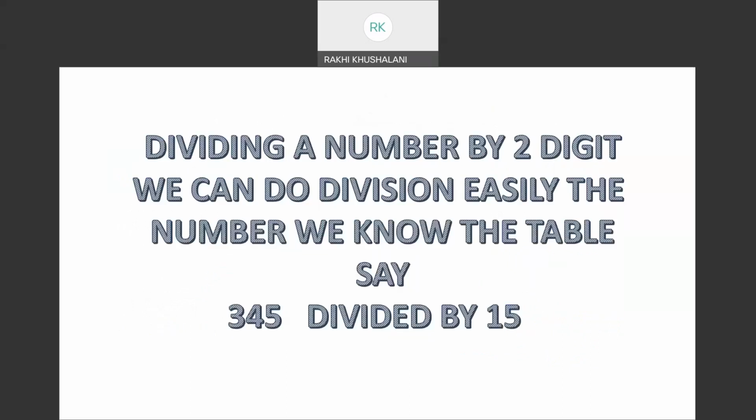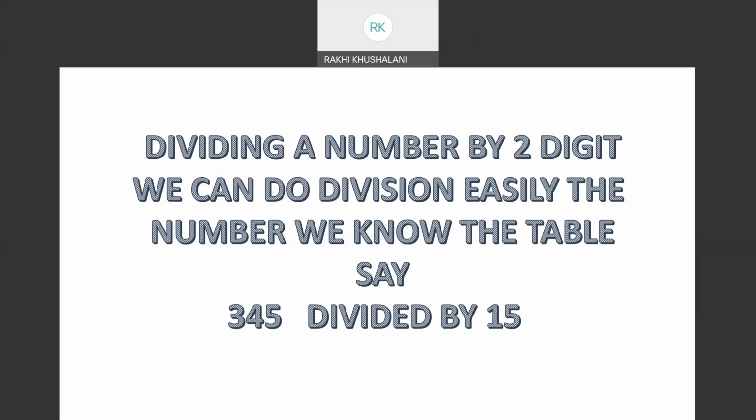Now, my next part is dividing a number by two-digit number. Okay, dividing a number by two-digit number. अब तक हम लोग ने क्या किया? Dividing any number by one digit and dividing a number by 10, 100 and 1000. Now, some other two-digit number, not 10. Okay, we can do this division easily if we know the table.